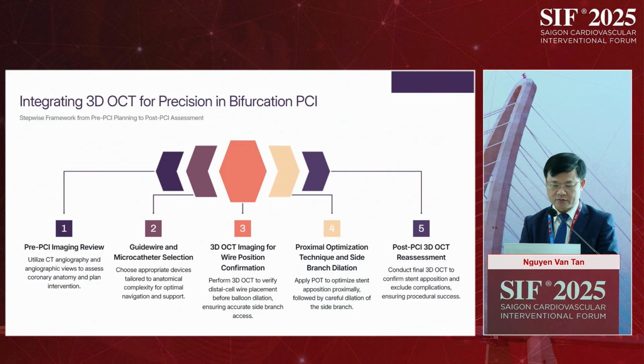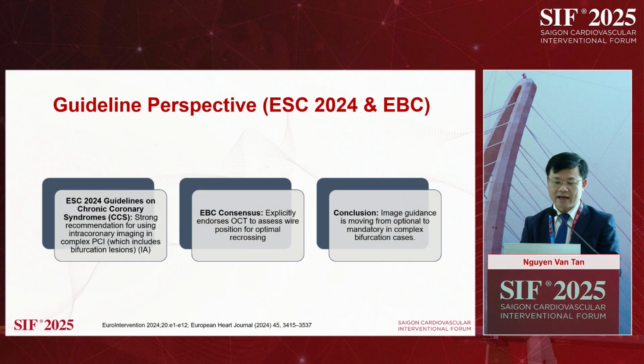So this is a protocol we can perform after we stent the side branch and the main branch. And the ESC 2024 guidelines and the EBC confirm a strong recommendation for using intravascular imaging in complex PCI, especially in bifurcation. And the EBC consensus implicitly endorses OCT to assess wire position for optimal re-crossing.